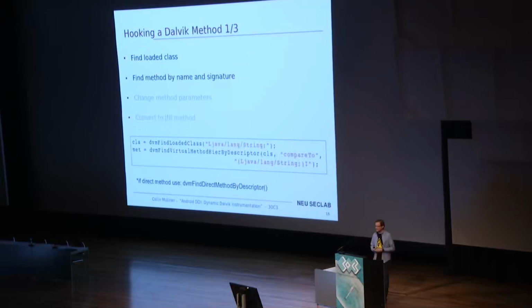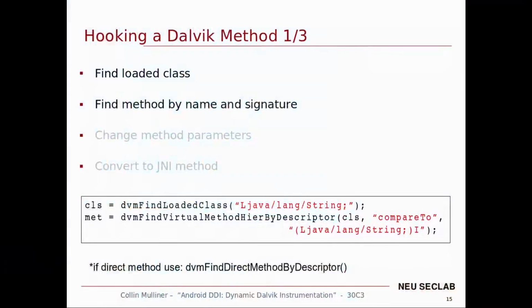So how does the hooking actually work? First, we need to find the loaded classes, or references to loaded classes and methods. We find classes and methods by their fully qualified class name, and the method by its name and method signature. This is an example for accessing the compareTo method in the String class, and it takes as an argument a string and an integer. Depending on what kind of method it is, a virtual method or a direct method, you have to use different calls. But this is all abstracted for you in the library.